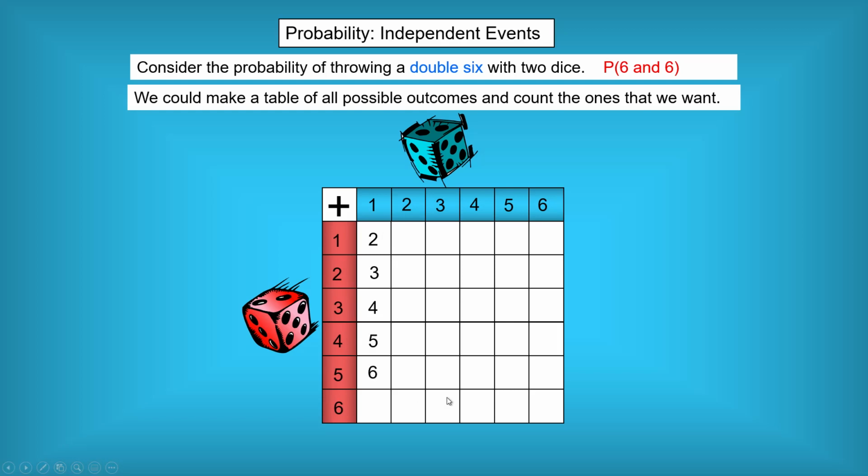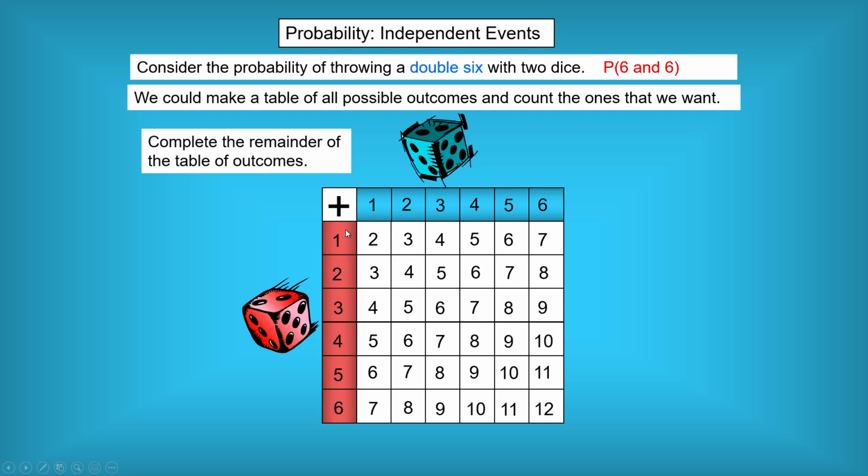Now there are 36 possible outcomes when we throw 2 dice together, and we get them all by summing all of these possible outcomes. Now we want a 6 and a 6, so a 6 here and a 6 there will give us a 12 altogether. Chance of getting a 12 is 1 out of 36.